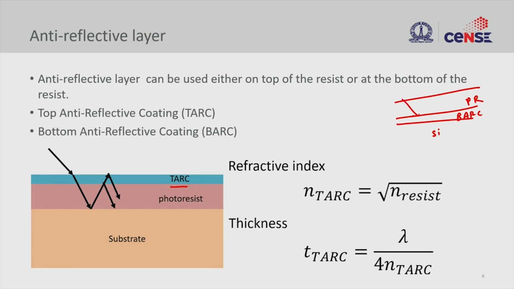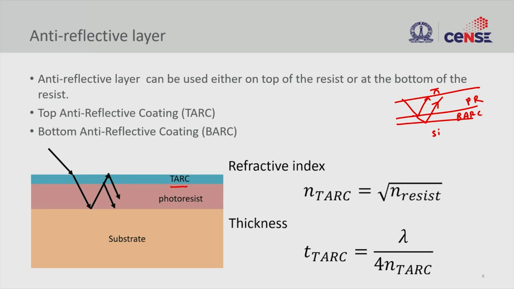So, you will have light coming in, and then we have reflection from here, and then we will have reflection from here, right. So, you can arrest the further reflections by creating a pi phase difference between the reflected beam of the photoresist and the reflected beam from BARC, right. So, this is how you create the phase difference and avoid the standing wave pattern.